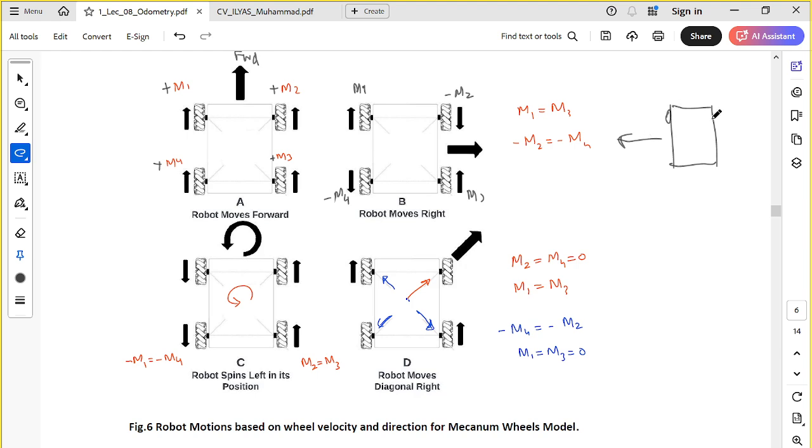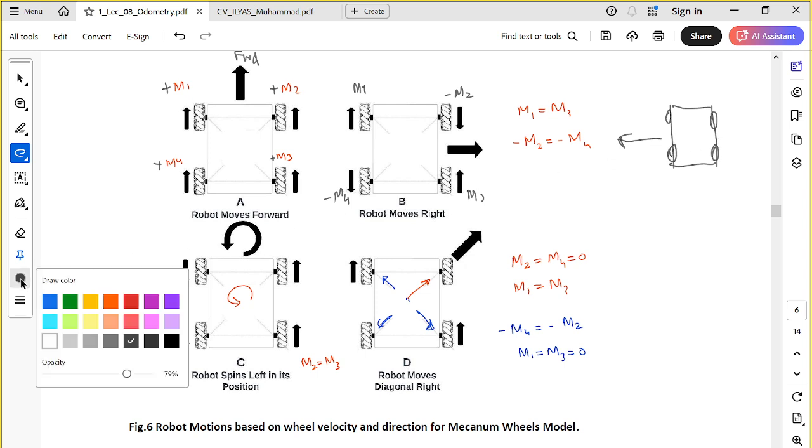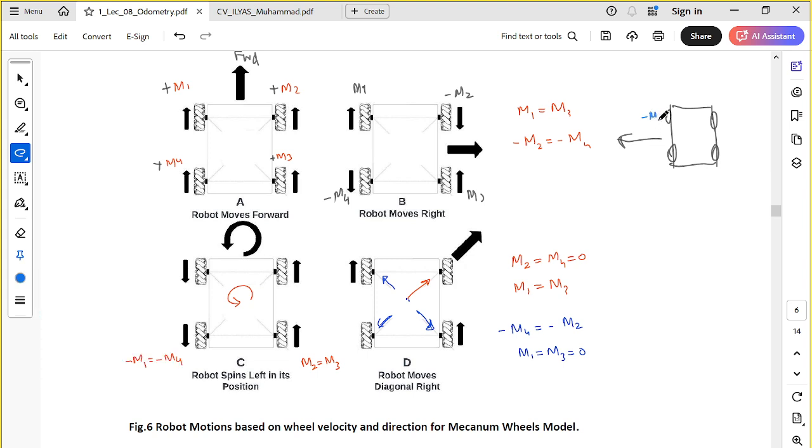So, what do you do? It is simple, you can see from this configuration, you change the direction of M1 and M3, and M2 and M4 will move forward. If you do like this, your robot, the overall chassis, will move leftward.